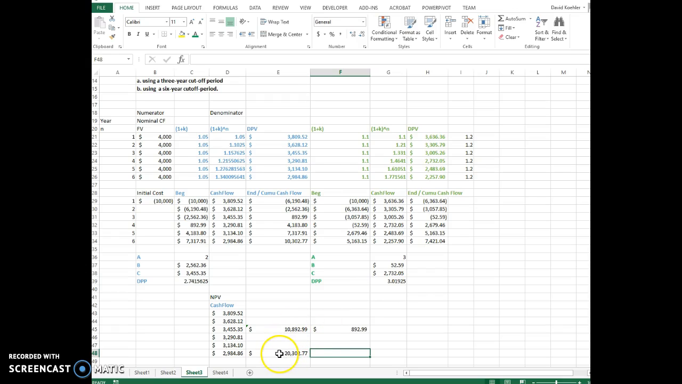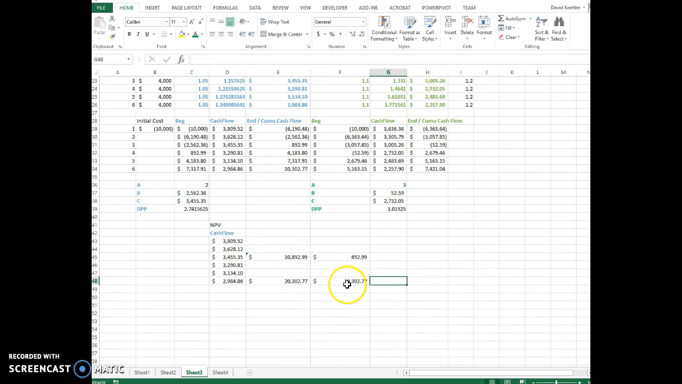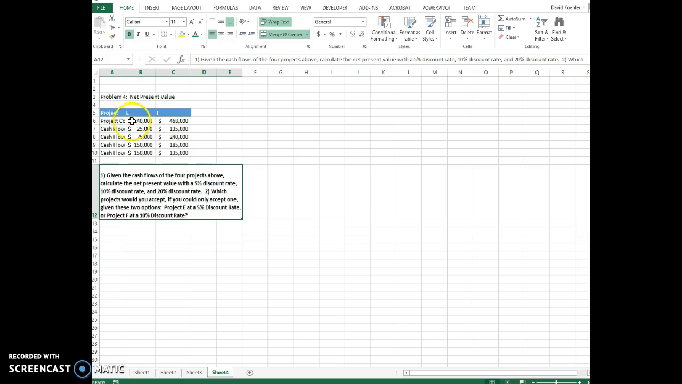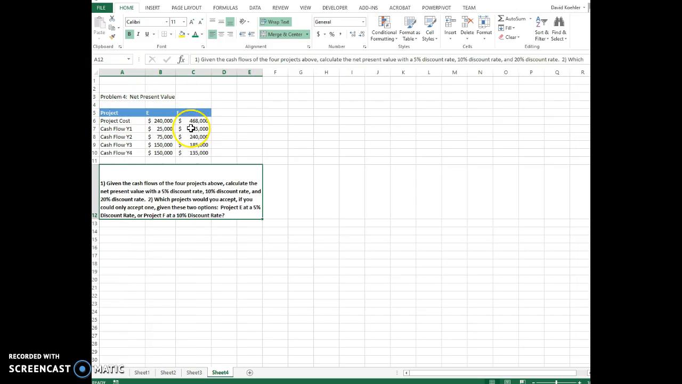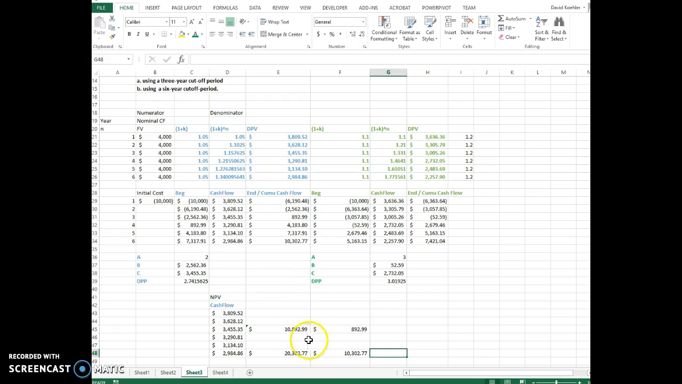At the end of 6 years, it's equal to the sum of each year of the discounted present value cash flows, minus the initial investment, which was $10,000. At the end of 6 years, the net present value of project A is $10,302. And that's what you're going to essentially do for these two. You're going to find the discounted present value of each of those cash flows by year, as we did in our method here. And then you're going to subtract the initial cost. And that becomes your net present value.